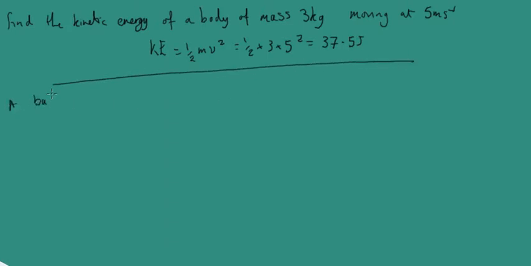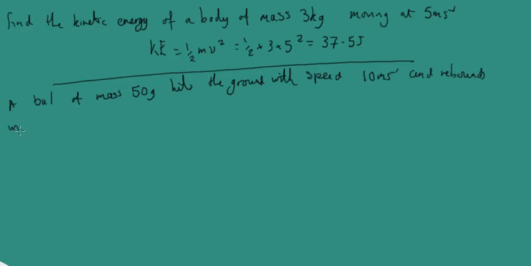A ball of mass 50 grams hits the ground with speed 10 meters per second and rebounds with speed 6 meters per second. Find the loss in kinetic energy that occurs.